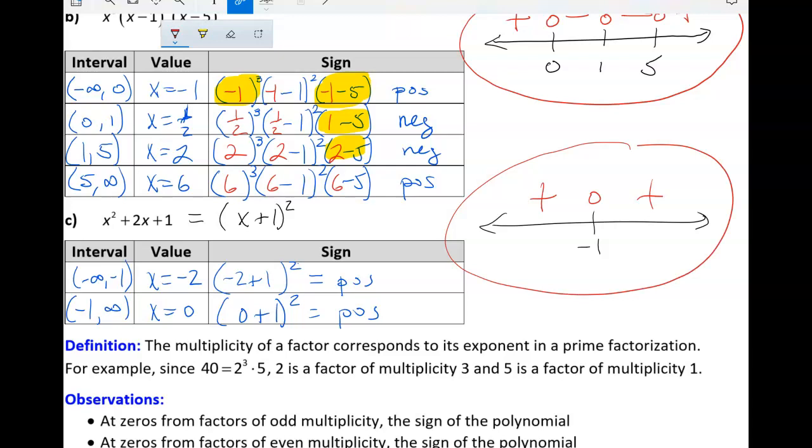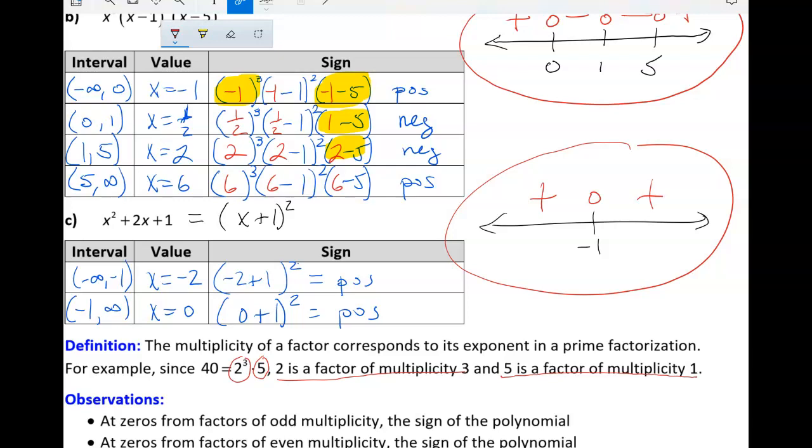Now let's talk about a vocabulary term. This is called multiplicity. Multiplicity of a factor corresponds to the exponent in prime factorization. So for instance, 40 is 2 cubed times 5. So the 2 is a factor of multiplicity 3, and 5 is a factor of multiplicity 1. Just talking about the exponent in prime factorization.